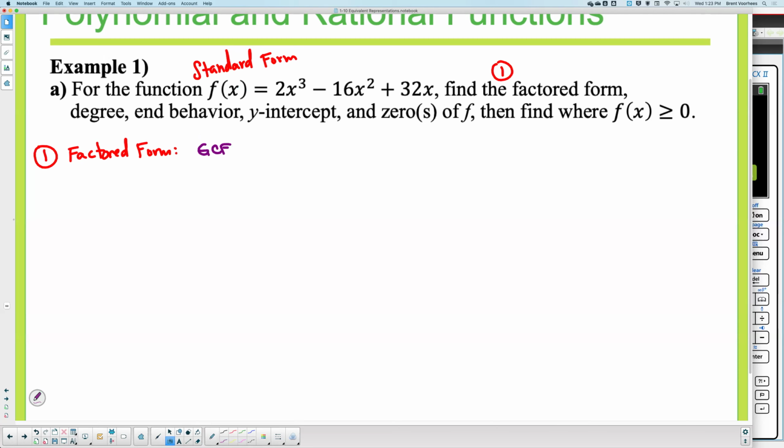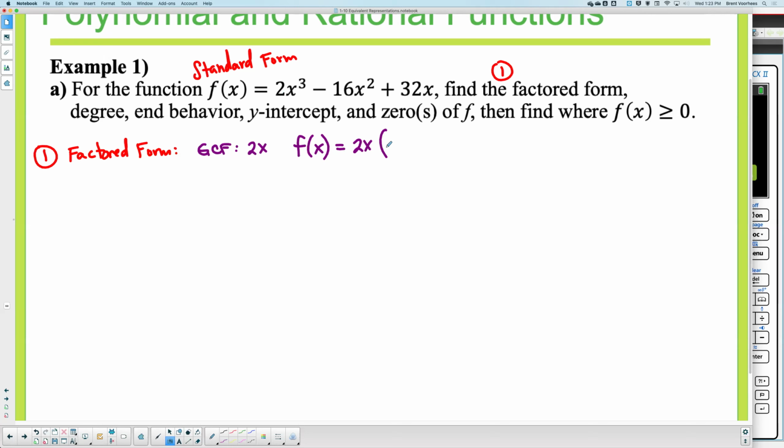I heard 2, I heard an x, and then I heard 2x. All three are common factors. 2x is the greatest common factor. The greatest common factor is 2x. So what I'm going to do is take my equation and divide out a 2x from the other three terms, which means I'm going to perform the exact opposite of distribution.